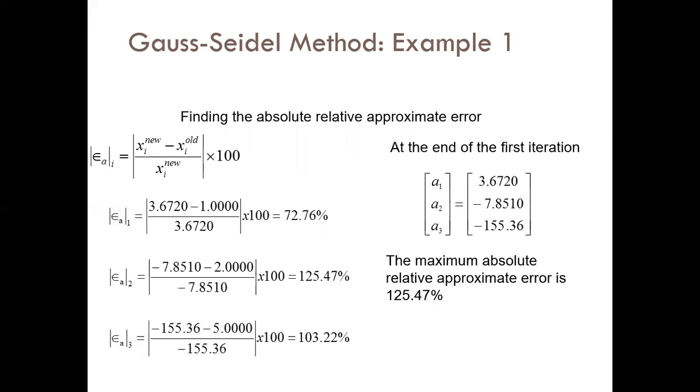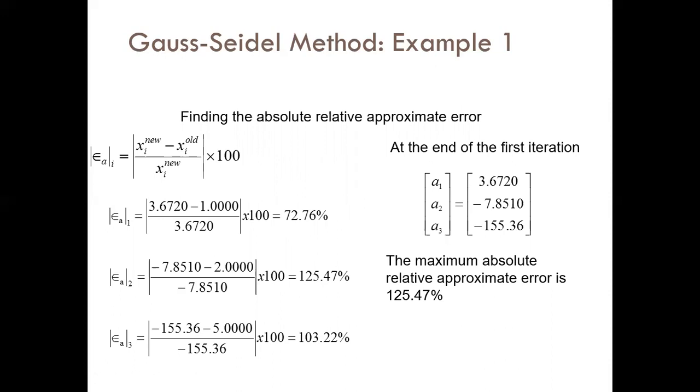Find the relative approximate error of A1, A2 and A3. For A1 it is 72.76%, A2 is 125.47%, and A3 is 103.22%. The new value minus initial value divided by new value, from that we can find the relative error. So the error is very large.